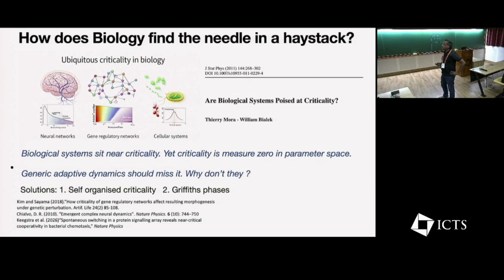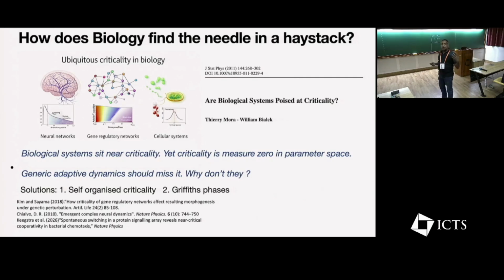He basically asked: if biological systems are near criticality, and criticality is a very fine-tuned set of points in the parameter space, how does a generic adaptive system typically not miss this particular point? But it always happens that it actually goes and tunes itself to these particular fine-tuned points.